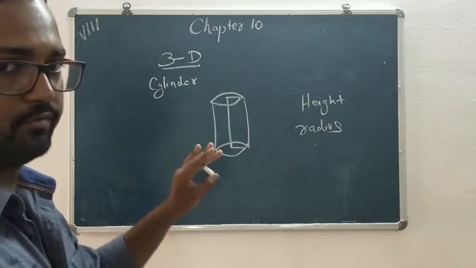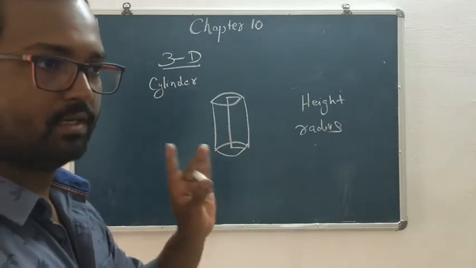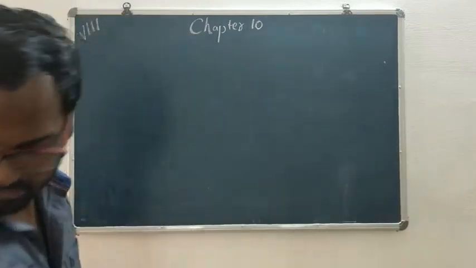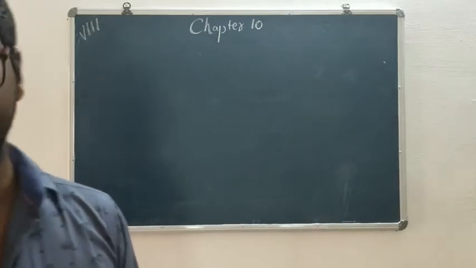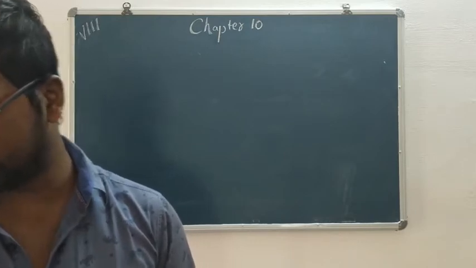These are all part of three-dimensional figures. Very common figures: cube, cuboid, cone, cylinder. Okay, so now let us look at page number 153, the very starting page. In this, match the following. First one is done for you.